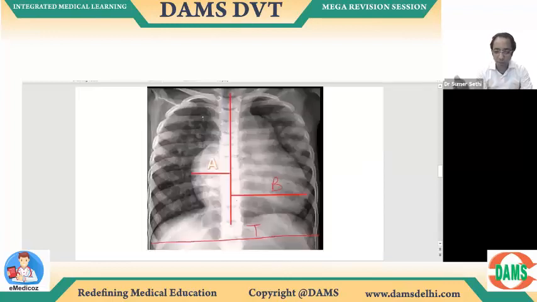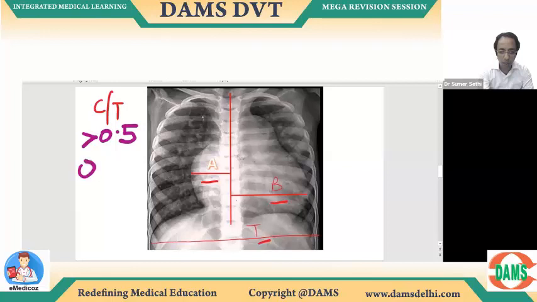But some of you might not know how to measure the heart size on a chest X-ray. So we measure something called the cardiothoracic ratio. We measure the maximum cardiac diameter on the right side and the maximum on the left side, divided by the thoracic diameter. More than 0.5 in an adult would be cardiomegaly. More than 0.6 in an infant would be cardiomegaly, because in an infant the heart occupies a greater percentage of the thoracic diameter. So I think that is what is high yield from my side on heart failure.